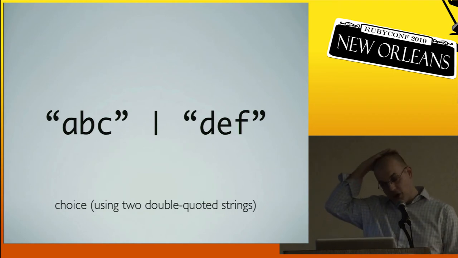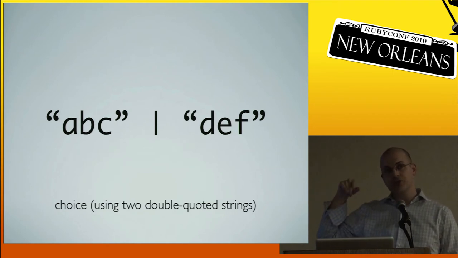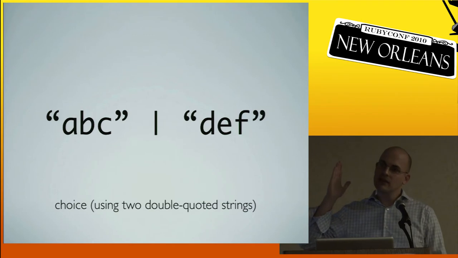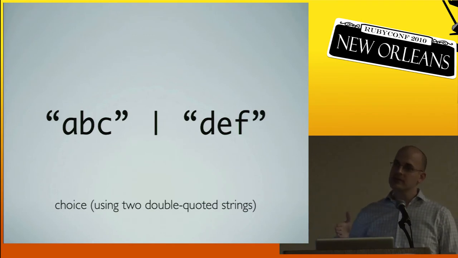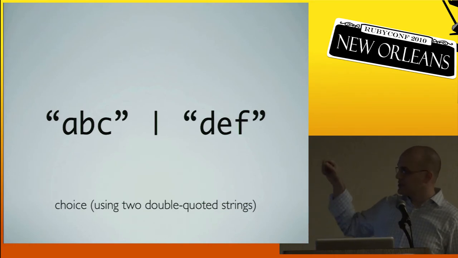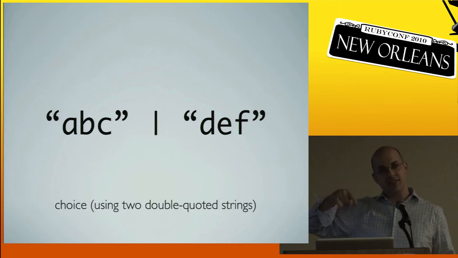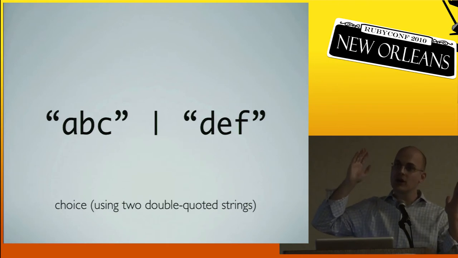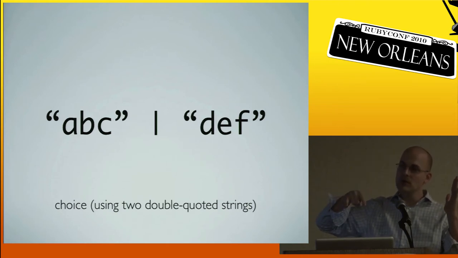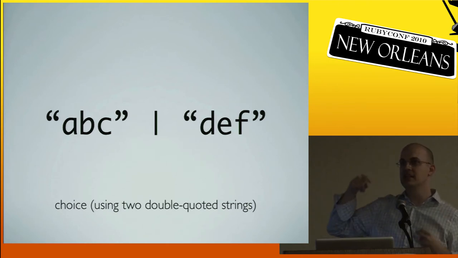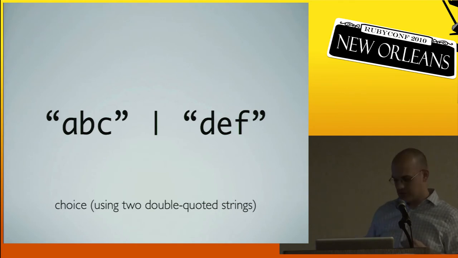Similarly, the vertical bar can be used to represent ordered choice. Now, it's important that we talk about ordered choice. This goes back to being ambiguous and non-ambiguous. When the parser hits this rule, it's going to say, does ABC match? If yes, ignore the rest of the rule, match ABC, and move on. If no, then we're going to try and match DEF. So that's important to understand.